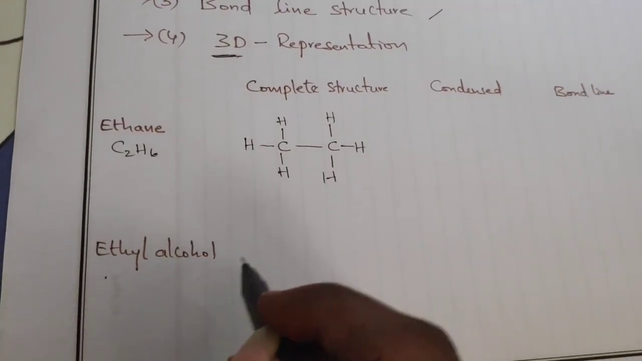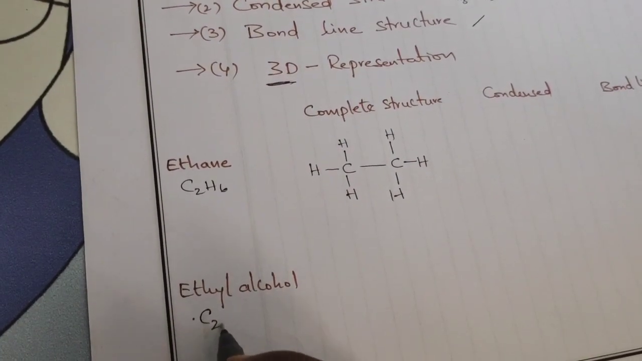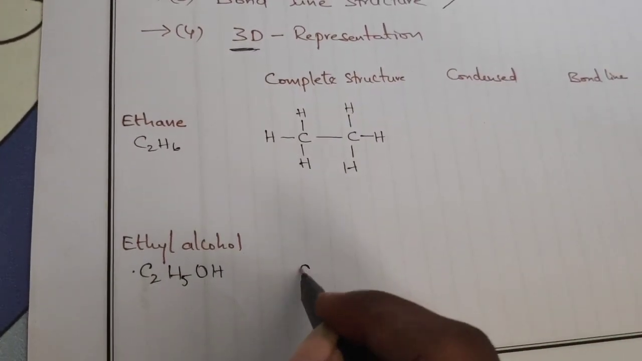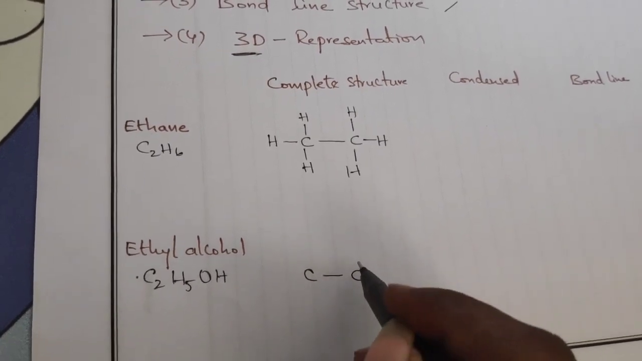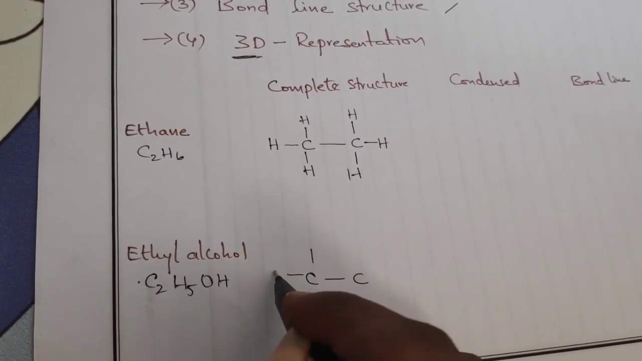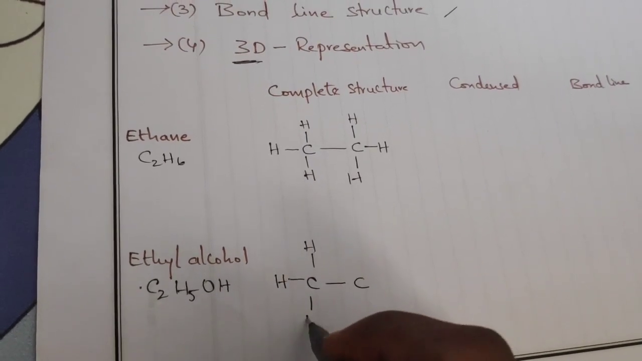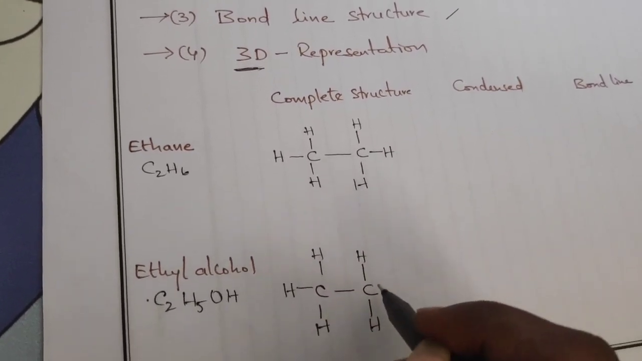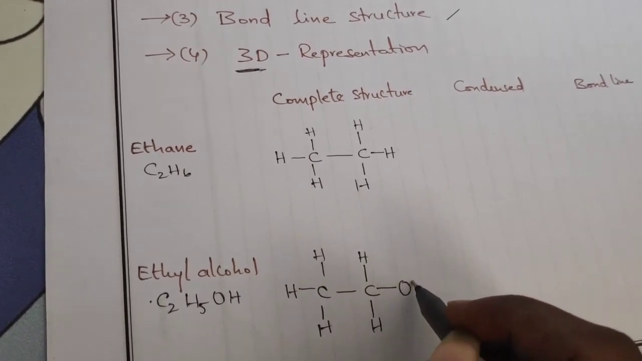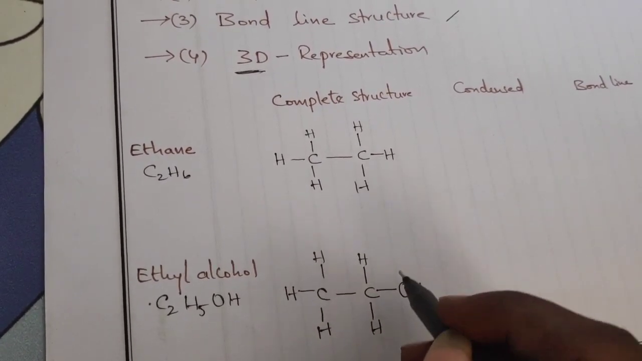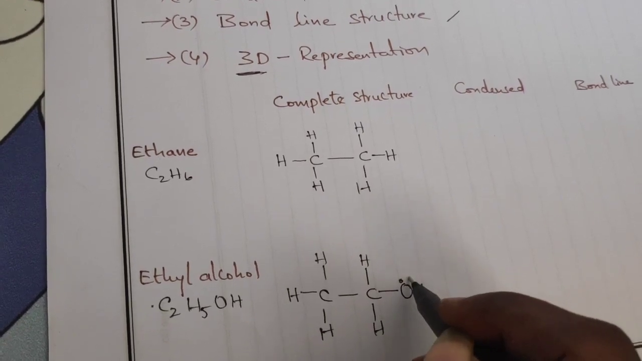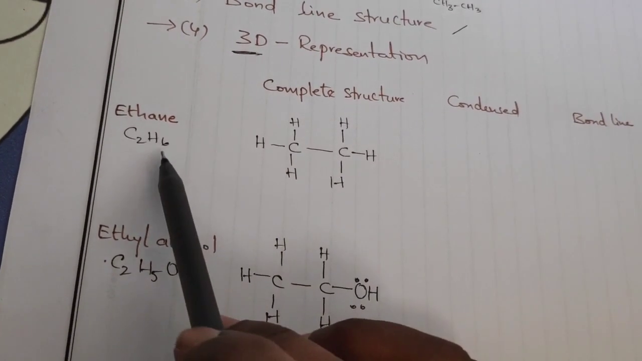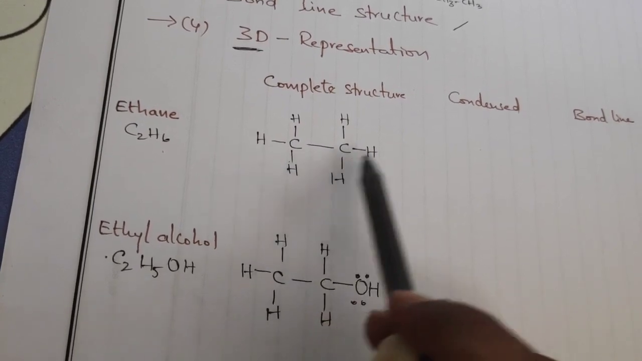And another example, ethyl alcohol. So what is the formula of ethyl alcohol? It is C2H5OH, right? It has two carbons, so C bond C, and one of the carbons has three hydrogens, and another has two hydrogens and a heteroatom, that is OH. So this OH is also completely represented by using Lewis stars. So in complete structure, the molecular formula is completely explained.